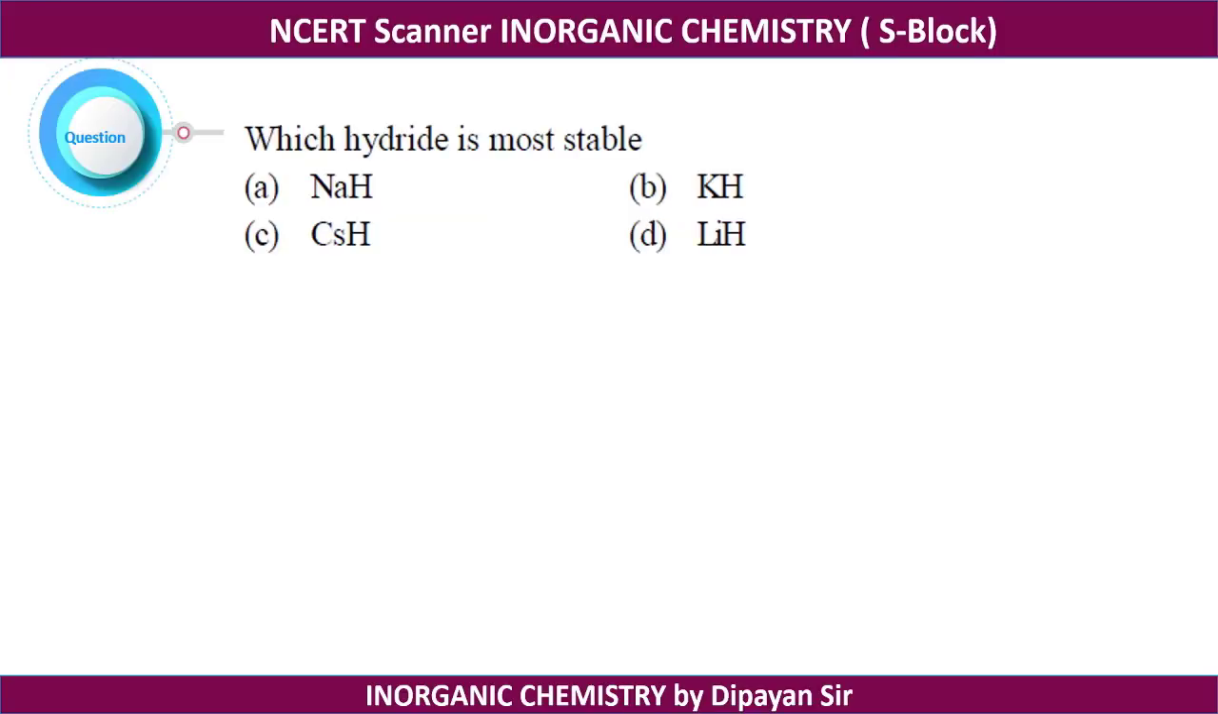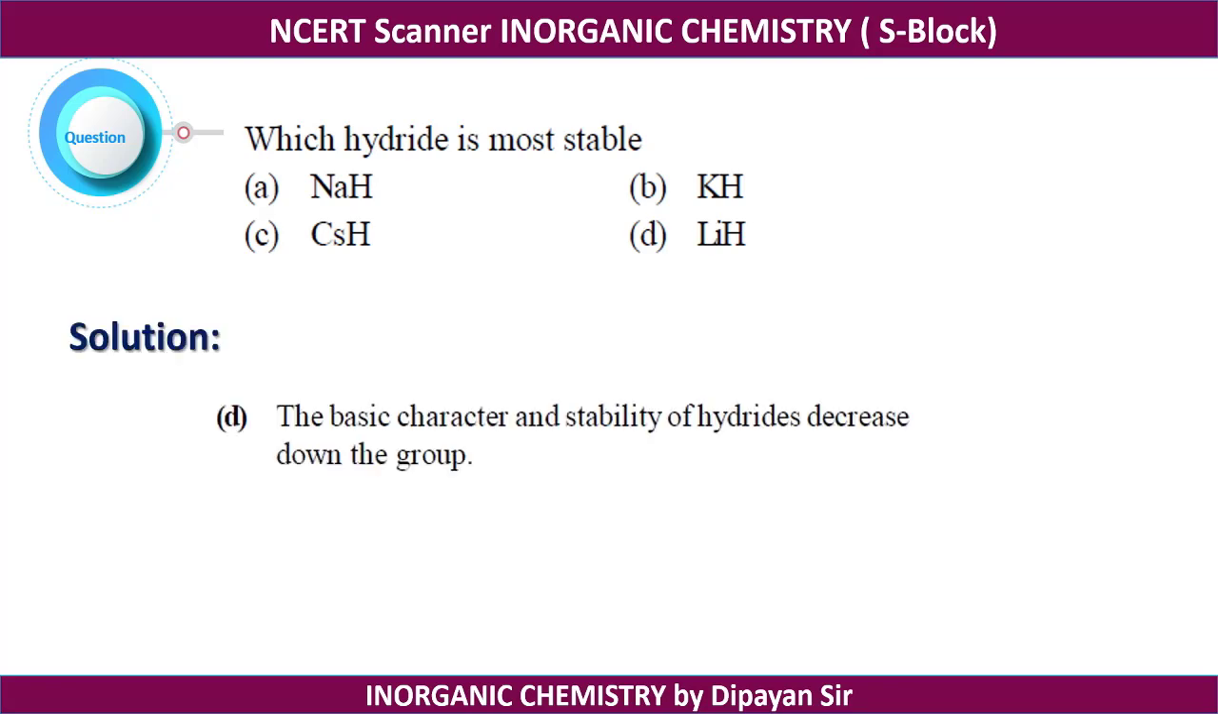In question number 1, which hydride is most stable? NaH, KH, CsH, LiH. The correct answer for this question is option D, LiH. We can explain this in two ways. Way number 1, hard soft acid base theory.